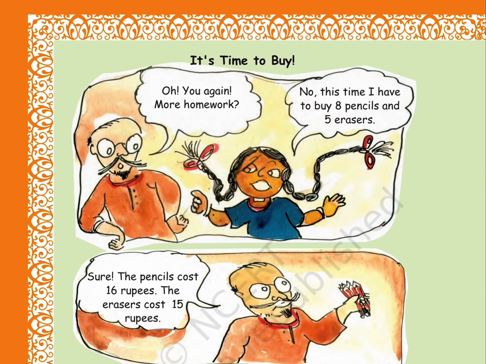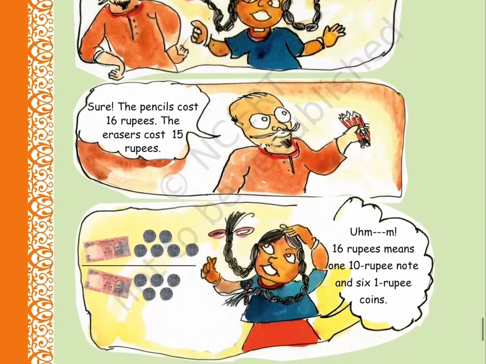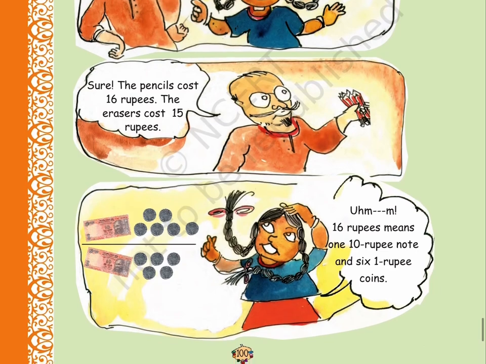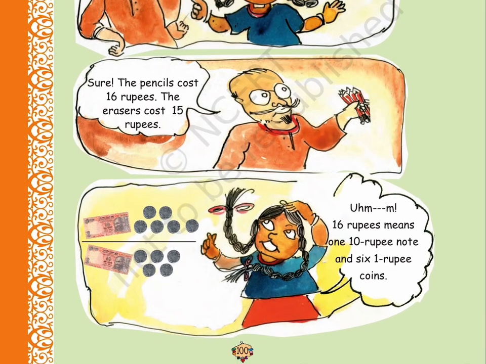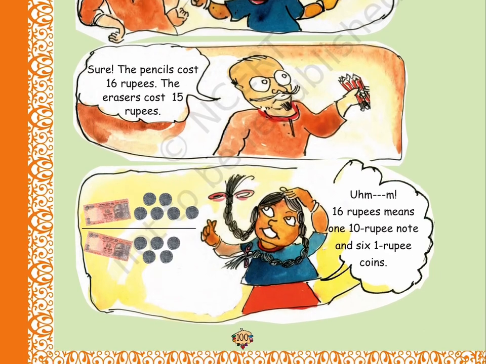Picture 2 shows the shopkeeper holding 5 pencils and saying, "Sure, the pencils cost 16 rupees. The erasers cost 15 rupees." In picture 3, the girl is responding, "16 rupees means 1 10-rupee note and 6 1-rupee coins."